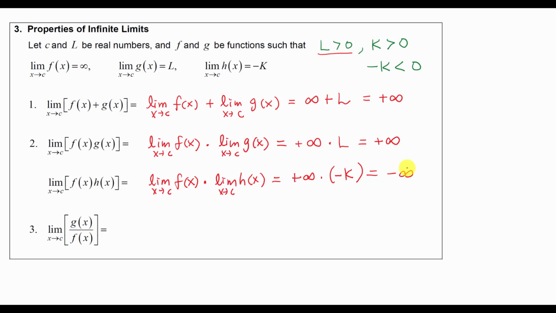How about the limit as x approaches c of g of x over f of x? This is equal to the limit of g of x over the limit of f of x, provided that the limit of f of x is not equal to 0. And the limit of g of x as x approaches c is L, and the limit of f of x is infinity. So you can think of 1 over 10, 1 over 100, 1 over 1000, 1 over 10,000. So where is this quotient going to go? It's going to get closer to 0.